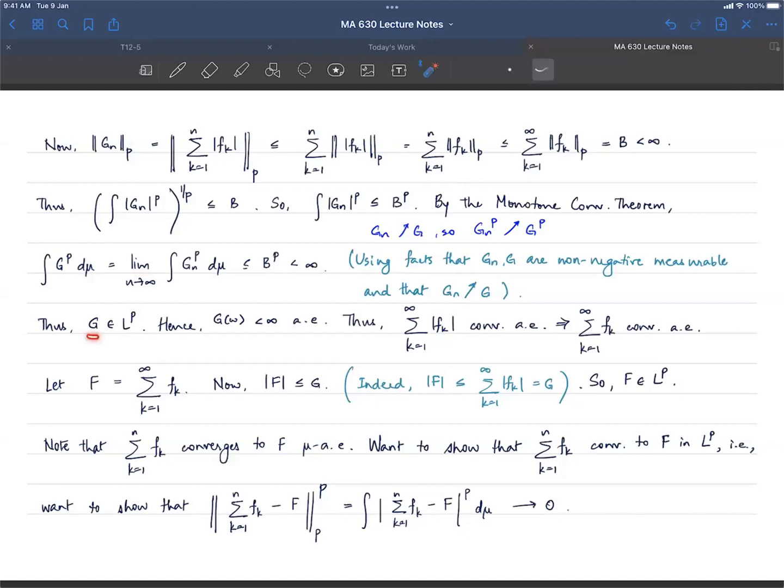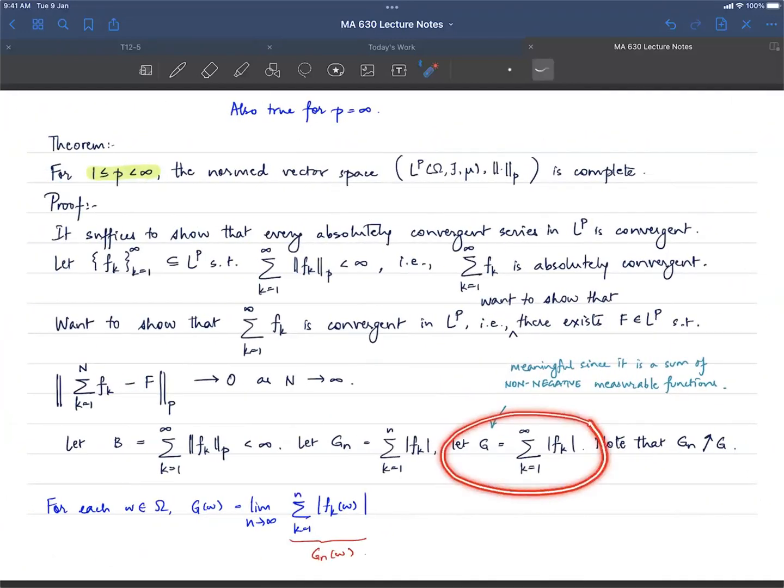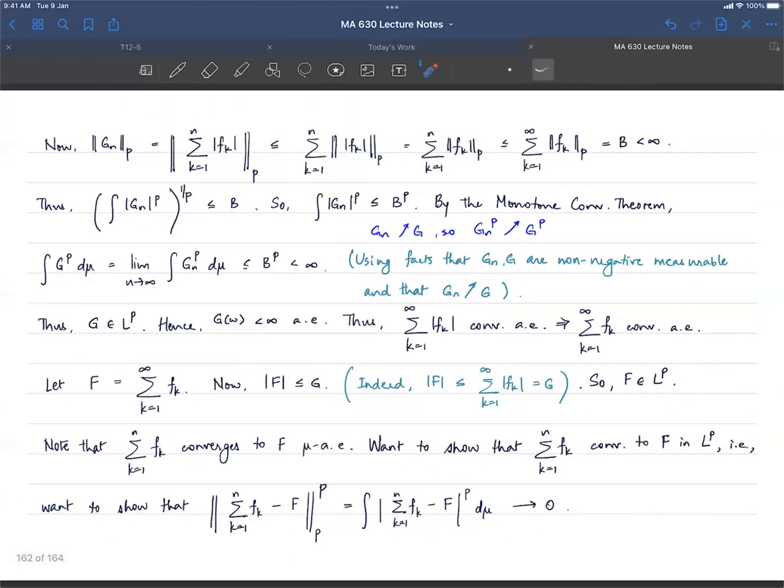Now if g is in LP, that means g has to be finite almost everywhere, because we have studied this: suppose I take the integral of a non-negative function and I get something finite, then the function has to be finite almost everywhere. Now what is g? G, remember, is this sum. If g is in LP, it must be finite almost everywhere. So the sum k going from 1 to infinity of mod fk converges almost everywhere. All right, so the sum k going from 1 to infinity of fk converges almost everywhere.